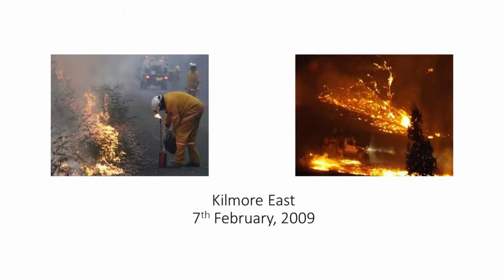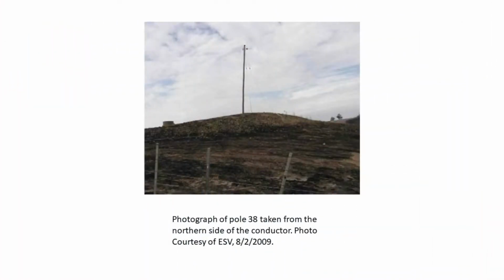The case study video that I'm going to talk about today is the bushfire in Kilmore East of Australia. Back in 2009, on 7 February, there was a bushfire that ignited due to the failure of poles 38 and 39, and the live wire met pole 38, resulting in an electric arc.